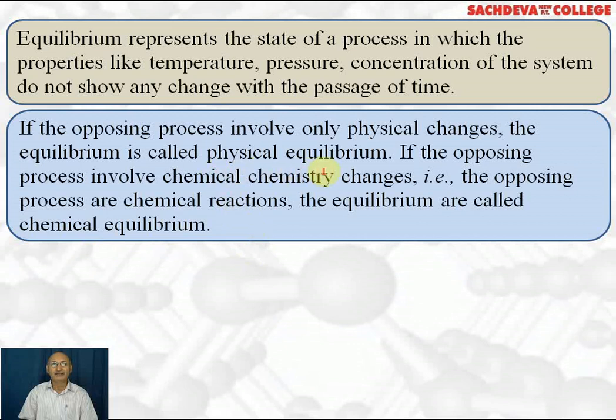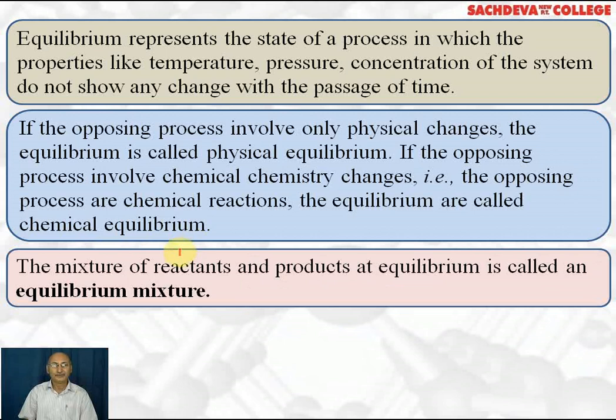In physical equilibrium, we have different physical states of the same substance. Whereas in chemical equilibrium, we have chemical processes which take place in both the directions, that is forward direction as well as backward direction. The mixture of reactants and products at equilibrium is called equilibrium mixture. So it means that equilibrium mixture consists of reactants as well as products.